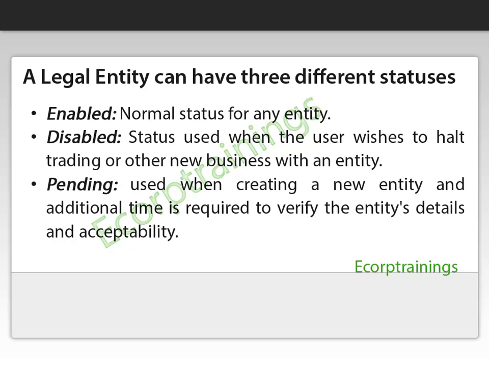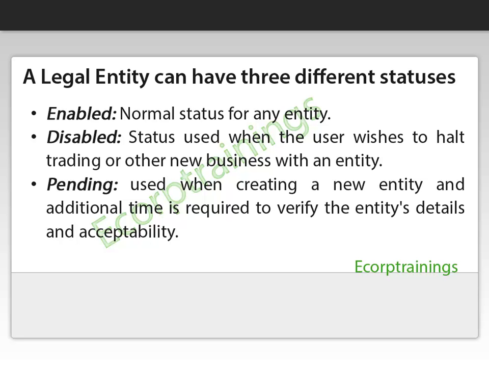A legal entity can have 3 different statuses. Enabled, normal status for any entity. Users can select it in the trading windows, and trades involving the entity will advance to verified as usual. Disabled, status used when the user wishes to halt trading, or other new business with an entity. When an entity is disabled, the existing trades involving that entity will be left as is.